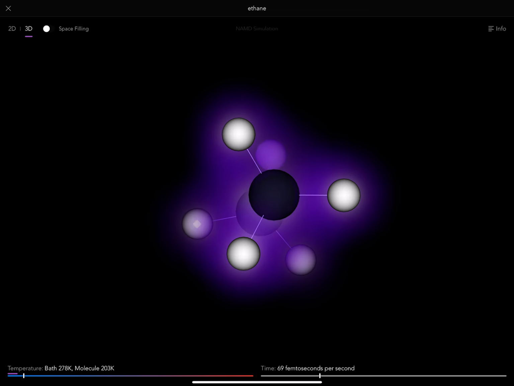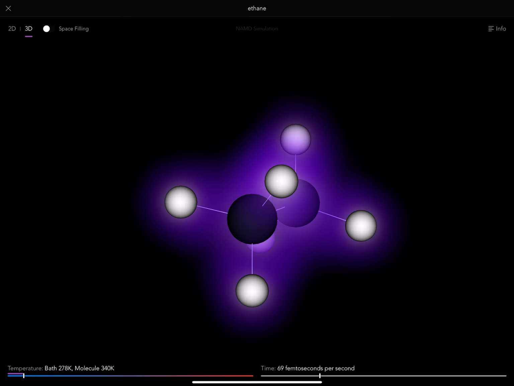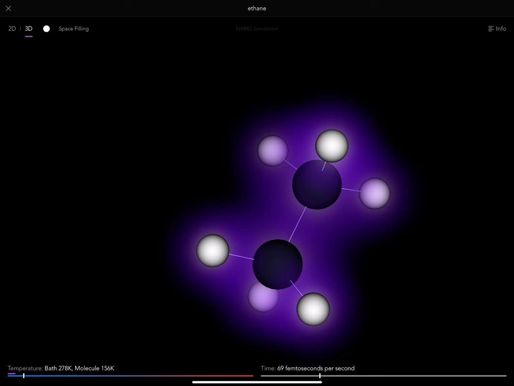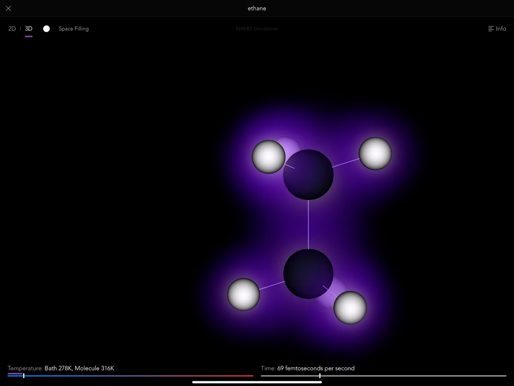The molecule is wiggling. That's because the iPad is actually running physics based on what we understand about the forces that hold molecules together. You can see that the bonds are not rigid. They are wiggling.